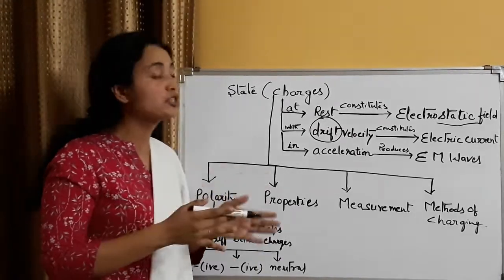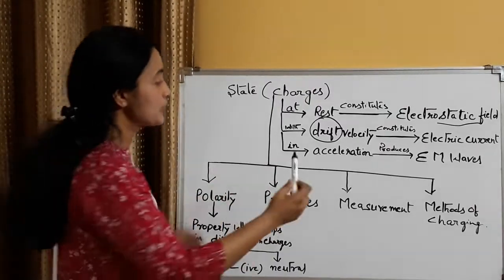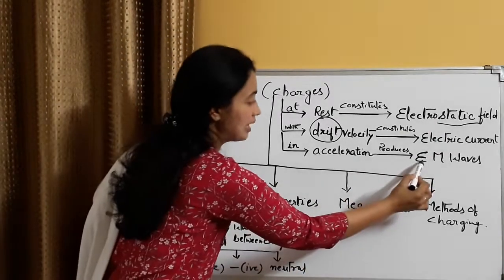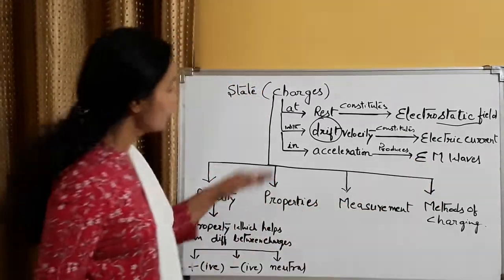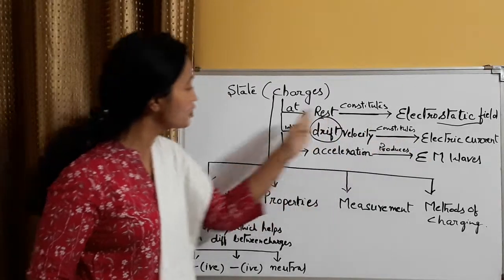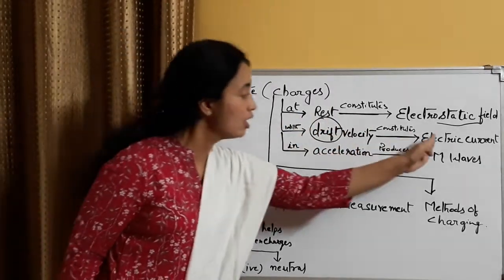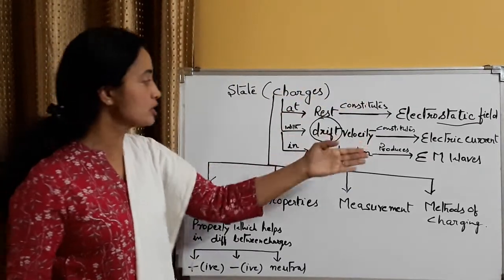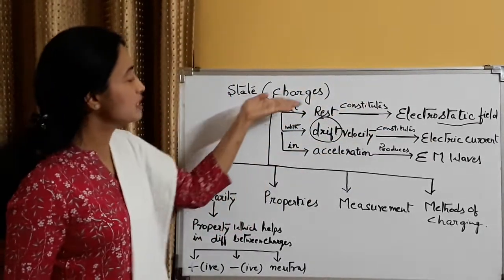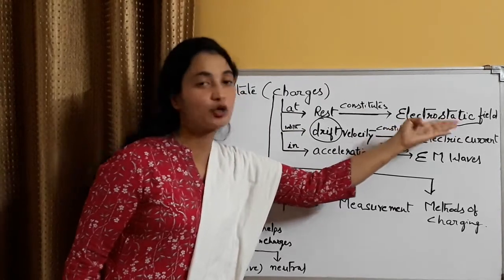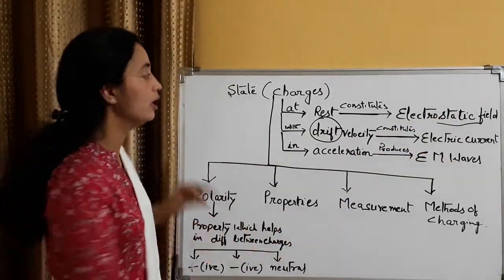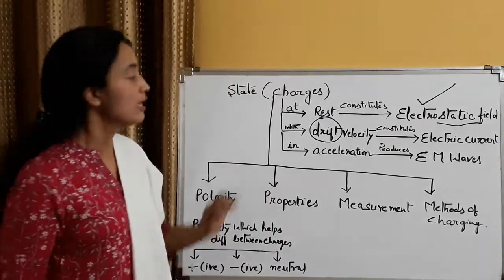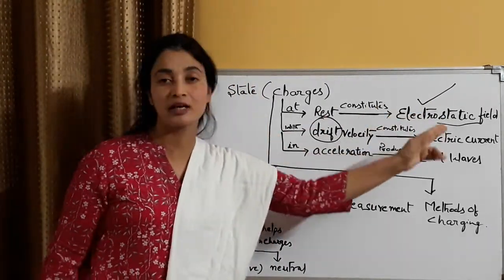And if a charge is in a state of acceleration, it produces electromagnetic waves, EM waves. So charges in acceleration produce EM waves, charges with uniform velocity constitute electric current, and charges at rest constitute an electrostatic field. In this present chapter, we are concentrating on this particular aspect of charge, that is, charge at rest constitutes an electrostatic field.